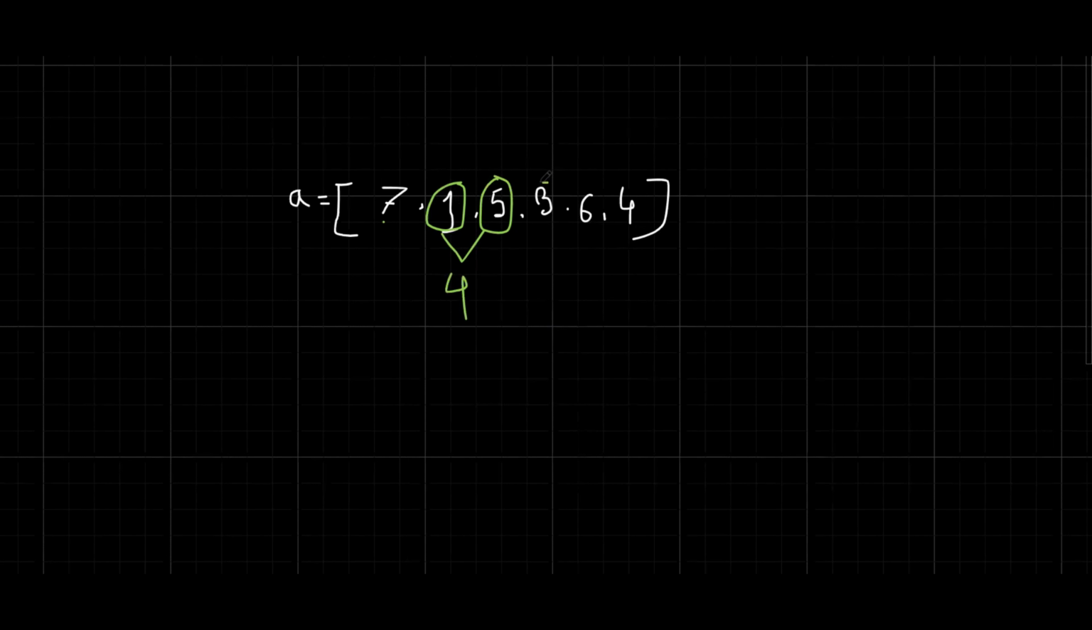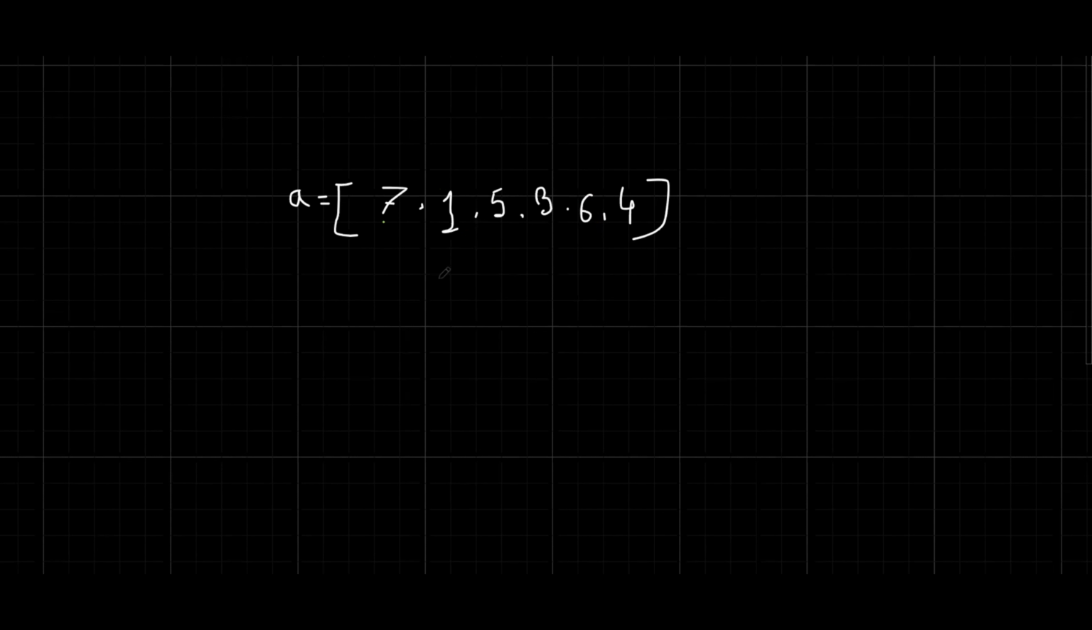And again, if I buy a stock on the 4th day and sell a stock on the 5th day, the profit will be 6 minus 3, which is 3. So here the total profit will be 4 plus 3, which is 7. Now, in this problem, we have to return 7, which is the maximum profit we can get. Now, how can we solve this problem?